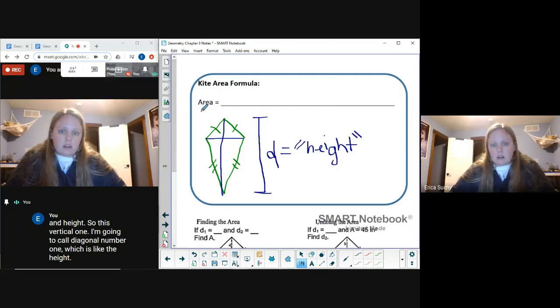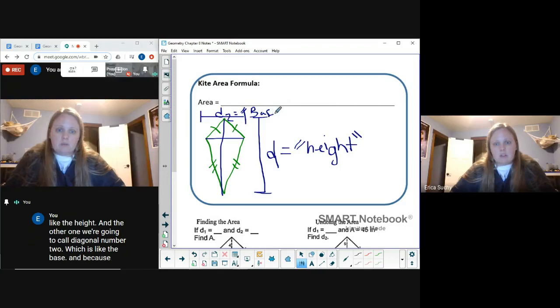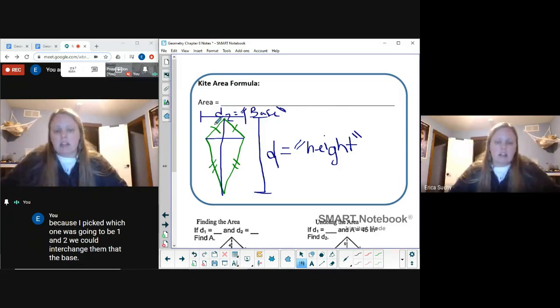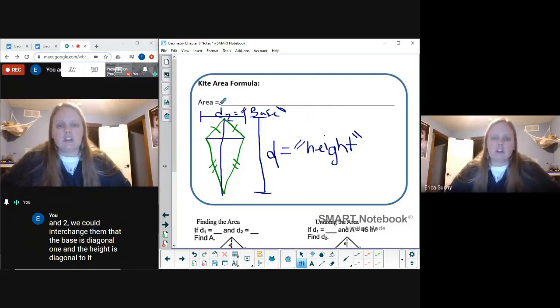And the other one, we're going to call diagonal number 2, which is like the base. And because I picked which one was going to be 1 and 2, we could interchange them, that the base is diagonal 1 and the height is diagonal 2. It doesn't matter which one is which.